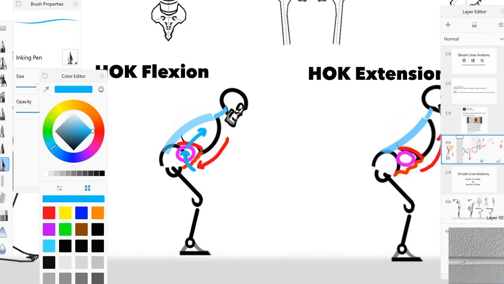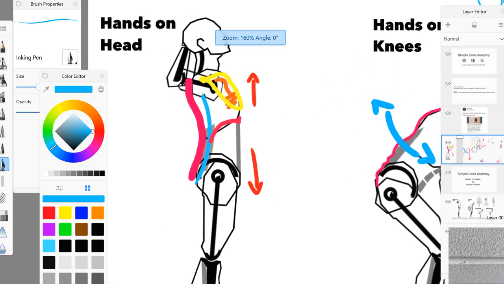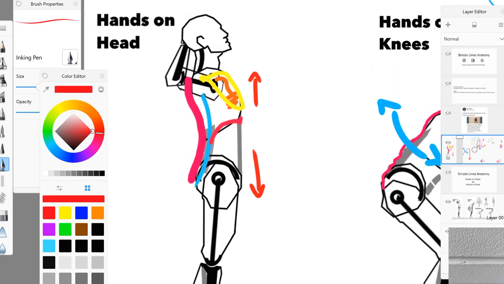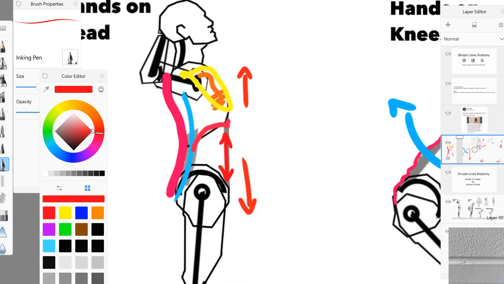So this is good. Now, I just want to compare it. If you look at our hands-on-head posture, you'll notice that the ab muscles here, they're on stretch, so they would be getting pulled apart like so. They're getting pulled apart because we're lengthening that trunk. Again, we're holding this position.